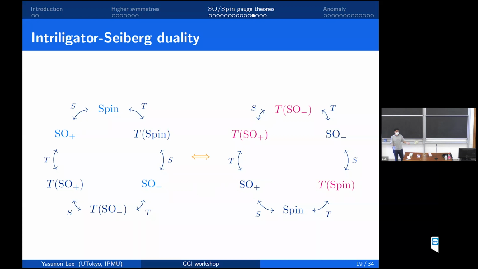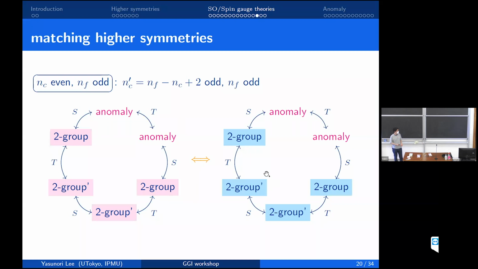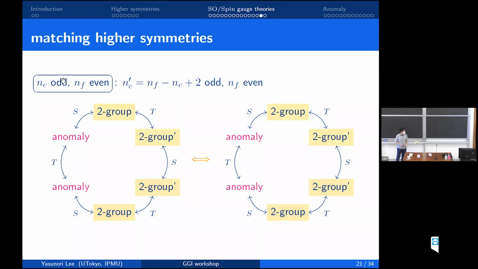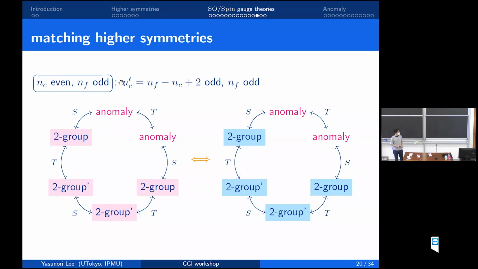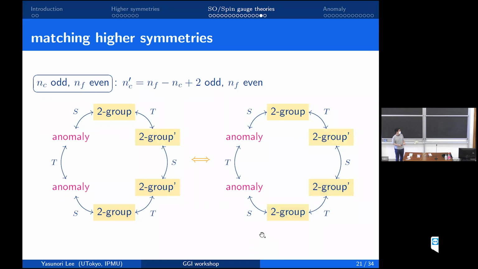And then it's now straightforward to check how higher symmetry structures are mapped under the duality. So for example, for NC even and NF odd, the dual theory has NC odd and NF odd. So you can substitute the result we saw in the previous section, and then it turns out that the higher symmetry structures are indeed matched perfectly across Intriligator-Seiberg duality. Similarly, for the NC odd and NF even case, the dual theory also has NC odd and NF even. And again, you can see that higher symmetry structures are mapped appropriately under the duality.